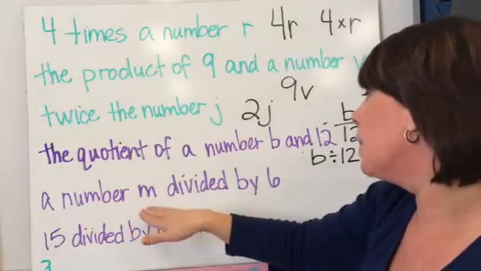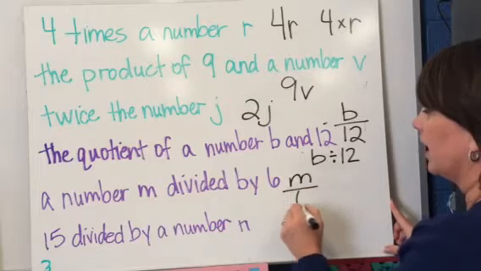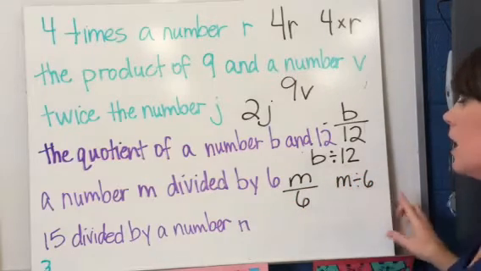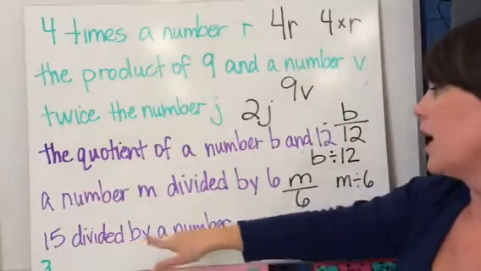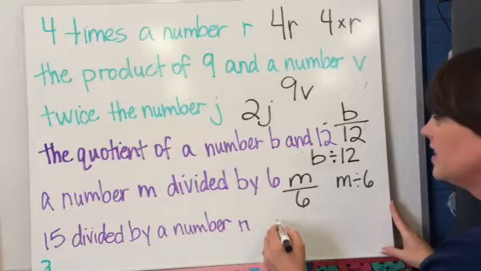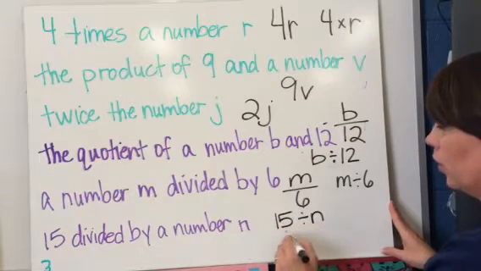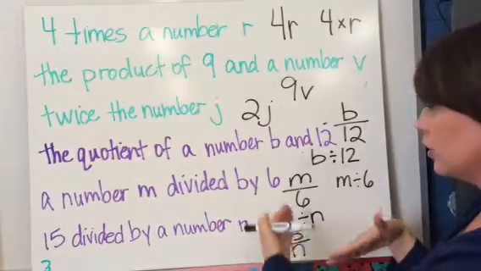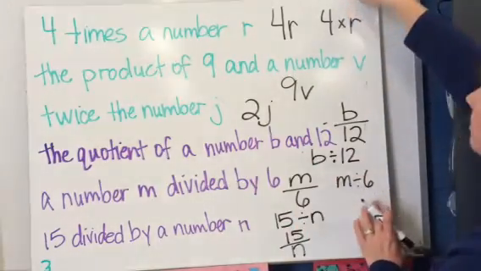A number m divided by 6. So I have m divided by 6, or m divided by 6. But be really cautious because this one's different. 15 divided by a number n. This time I have 15 divided by n, or 15 divided by n. Remember, division is not commutative, so it matters the order that you write these in, just like it matters with subtraction.